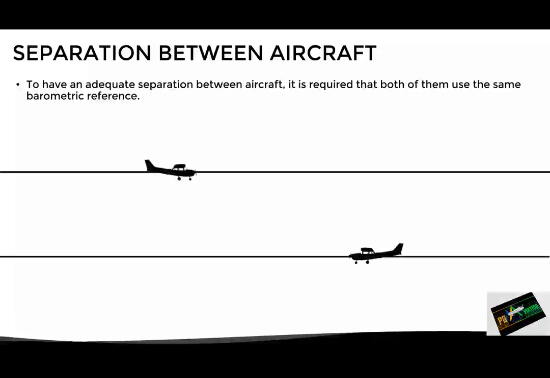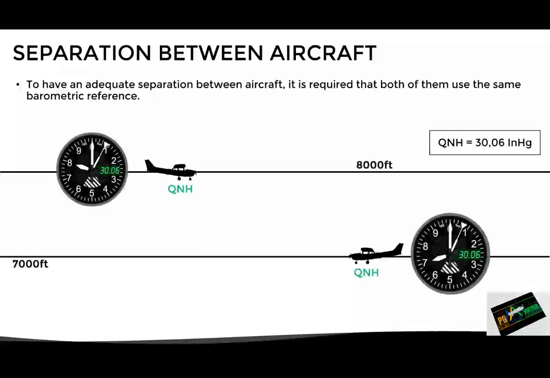Suppose there are two aircraft flying in opposite directions. In this case, let's say the QNH of the area is 30.06 inches of mercury. So if both aircraft use 30.06 as their barometric reference, they will be measuring their altitude in relation to the same pressure level, and therefore they can ensure an adequate vertical separation. In this case, one of them is flying at 7,000 feet and the other at 8,000 feet, so the actual separation is 1,000 feet.